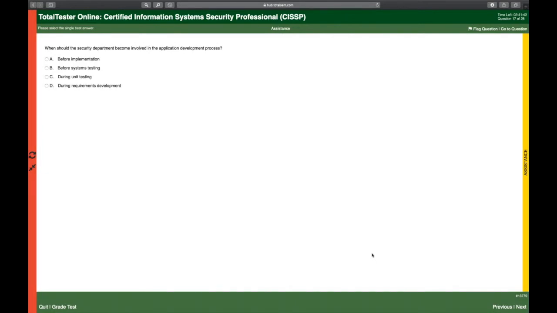Number 17, when should the security department become involved in the application development process? I'm ready. Yeah, I think this is the layup here. Go for it. Delta. Yeah, I went for Delta. Delta, yep. During requirements development, as early in the system development lifecycle as possible.